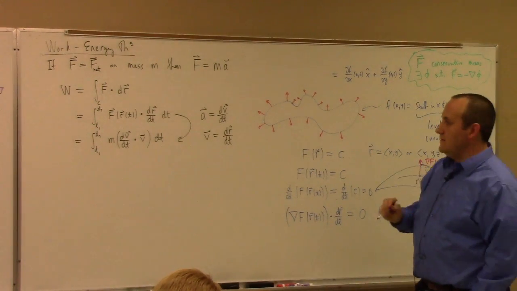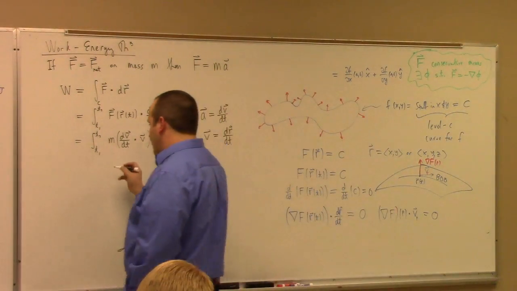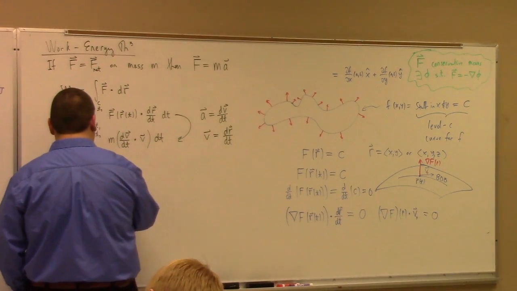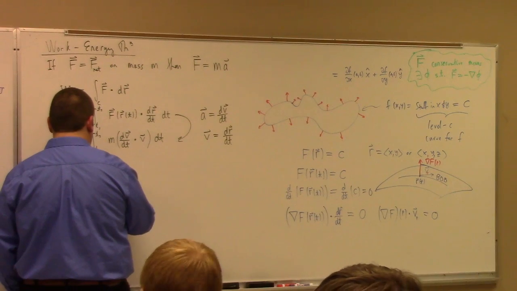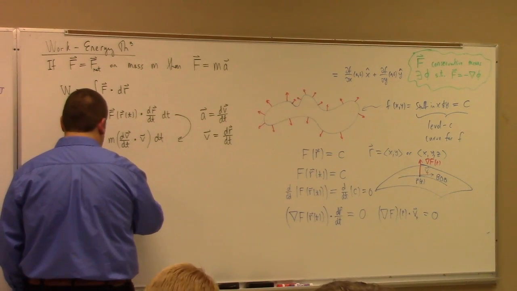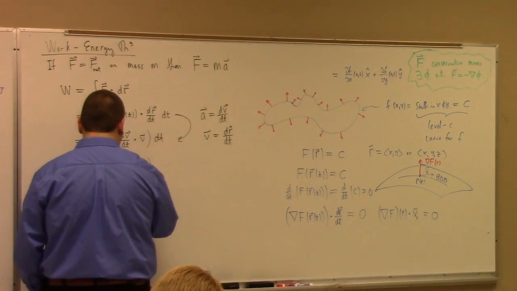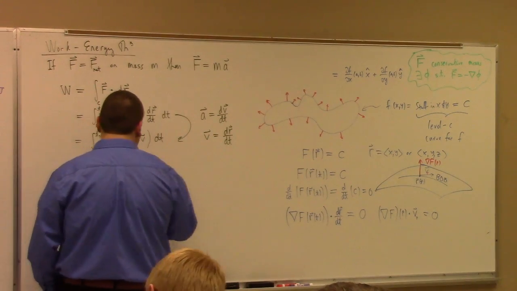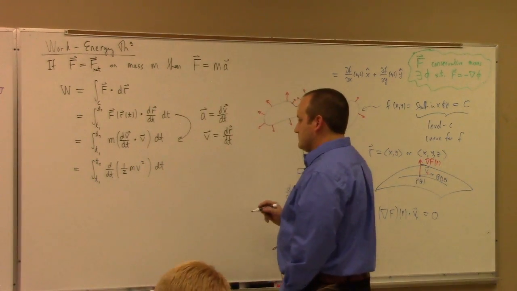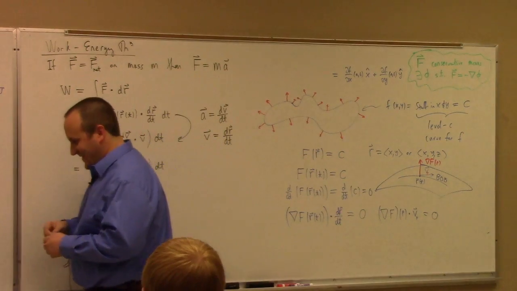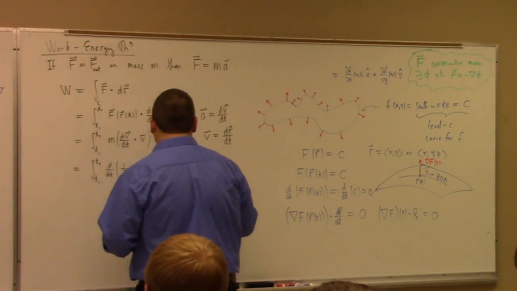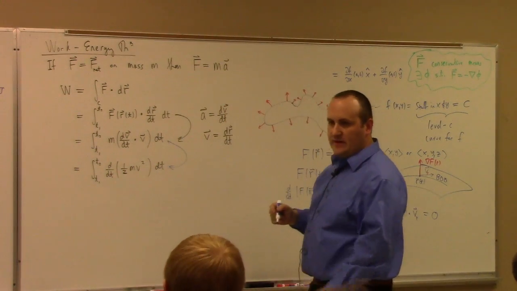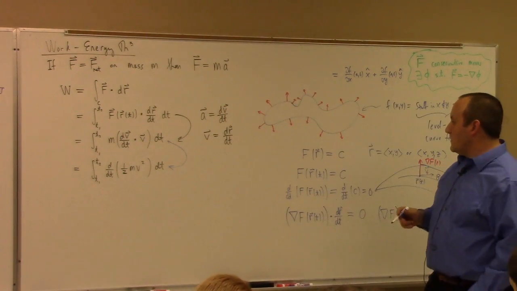Aha! Well, everybody knows that that is the same as the integral from t1 to t2 of the derivative with respect to t of 1/2 mv squared dt. I joke. Let's go through some details here. How do I get that blue arrow?